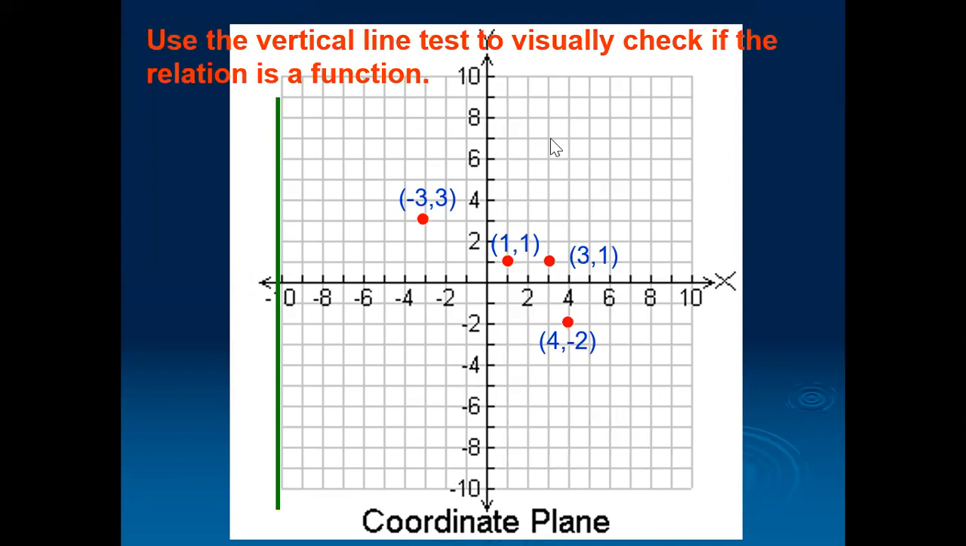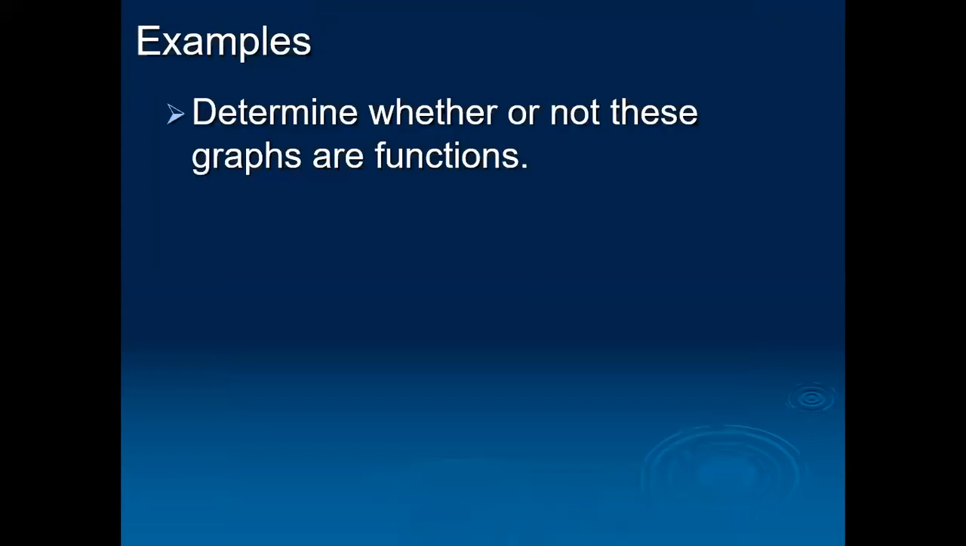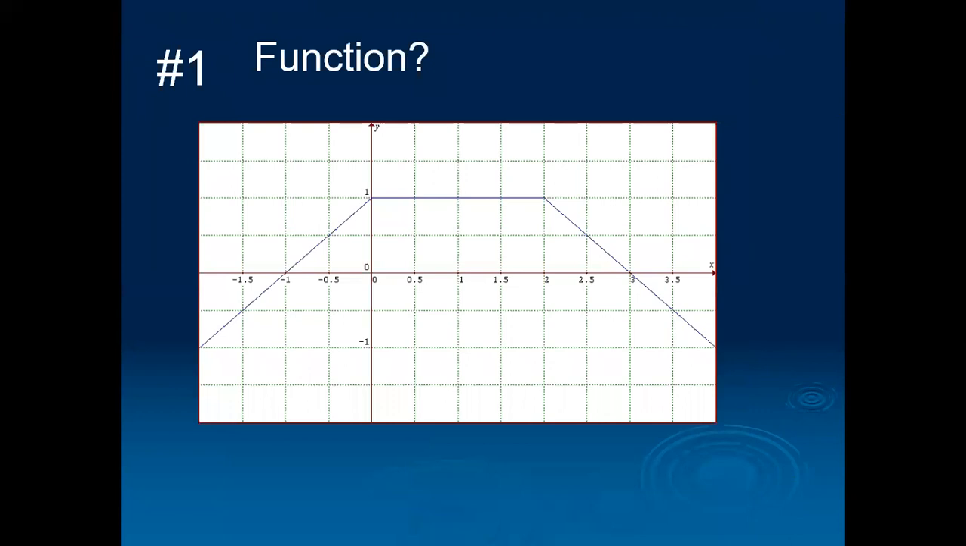We'll try this one. Vertical line, right? Only 1 point, only 1 point, only 1 point, and only 1 point, right? Yes, it is a function. So we'll check these graphs out one at a time. Is it a function? Yes.